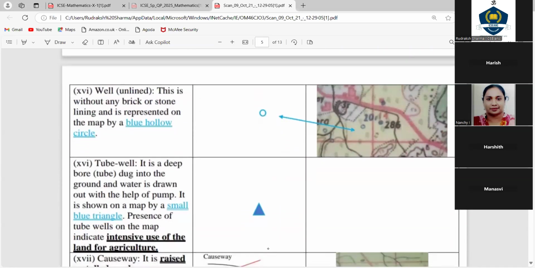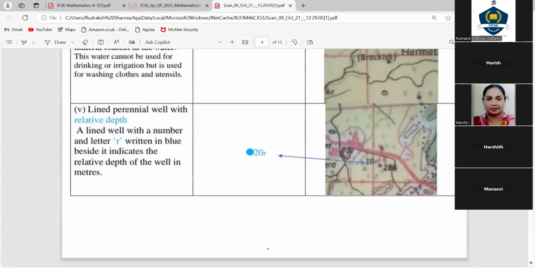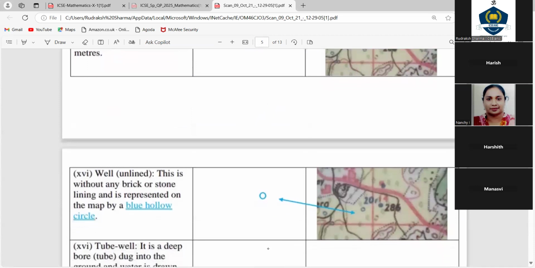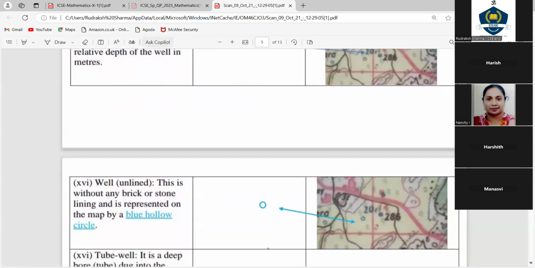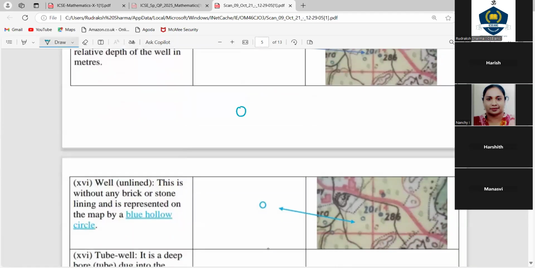Okay. So first we will go through this one. Now coming to the well, unlined. Last lecture we had done the lined well. So this one is your lined well, and this one is the unlined well. The difference between the lined well and unlined well is this. I will draw it here. So this is your unlined well and this is your lined well.